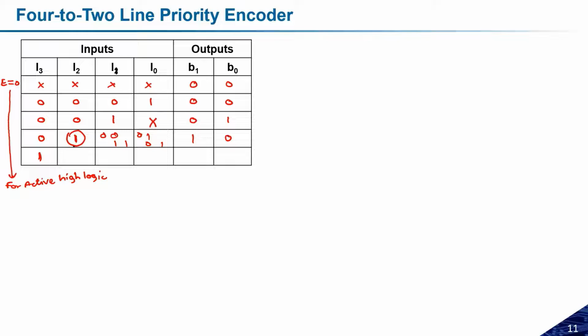Because here I2 is activated, so the priority should be given to the I2. Similarly, in the last case, if I3 is equal to 1, whatever the condition of I2, I1 and I0 is, it does not matter. The output will always be 1, 1. So this is the truth table for this case. Your doubt is clear?